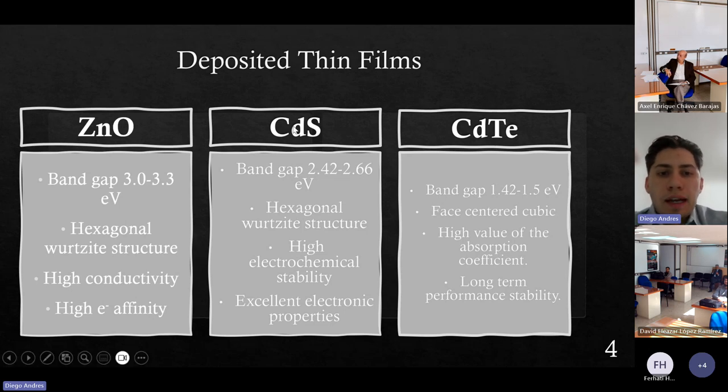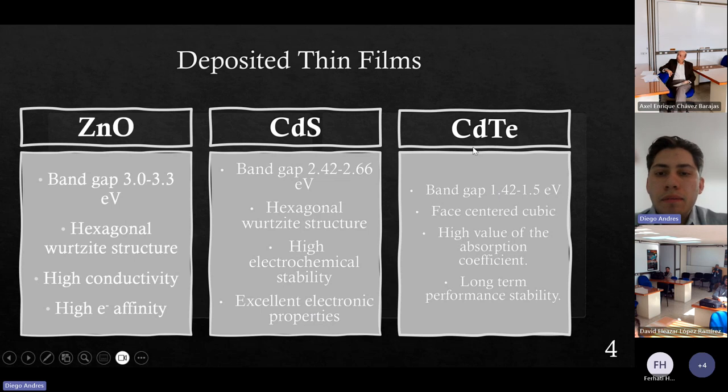Cadmium sulfide has a band gap between 2.42 and 2.66 electron volts. It has a similar structure to zinc oxide, a hexagonal wurtzite structure. It has a high electrochemical stability and excellent electronic properties.